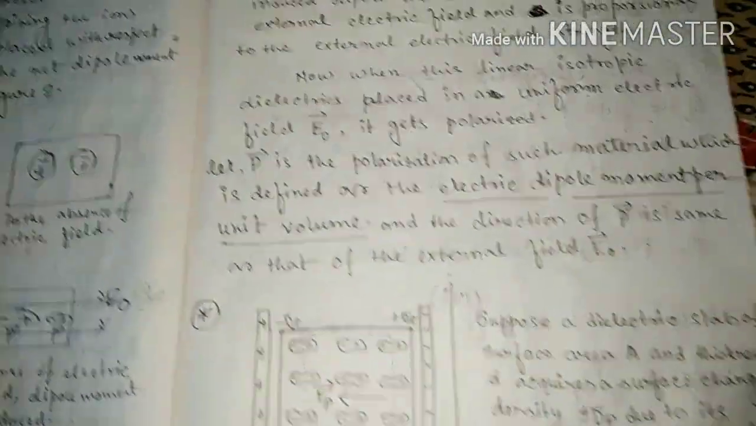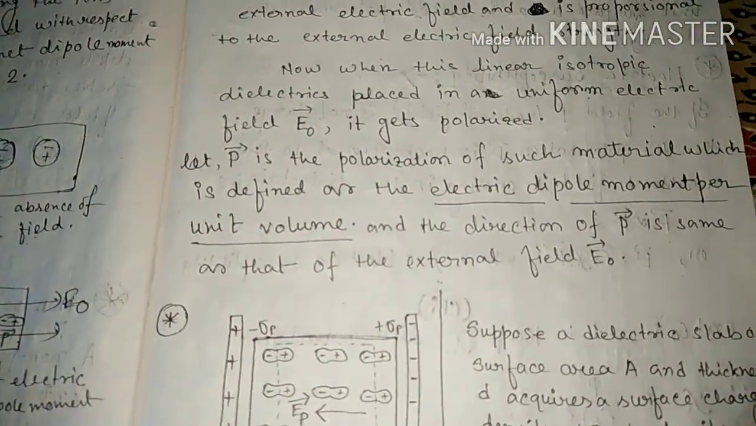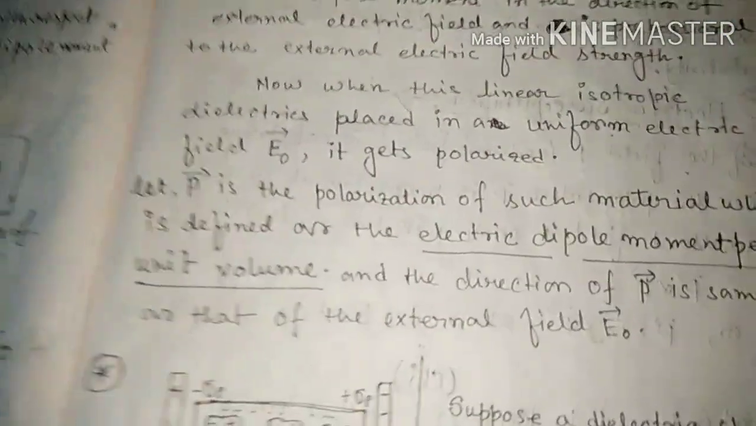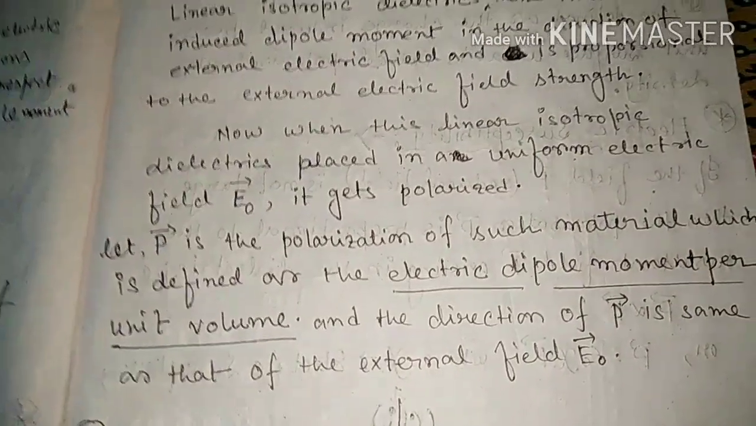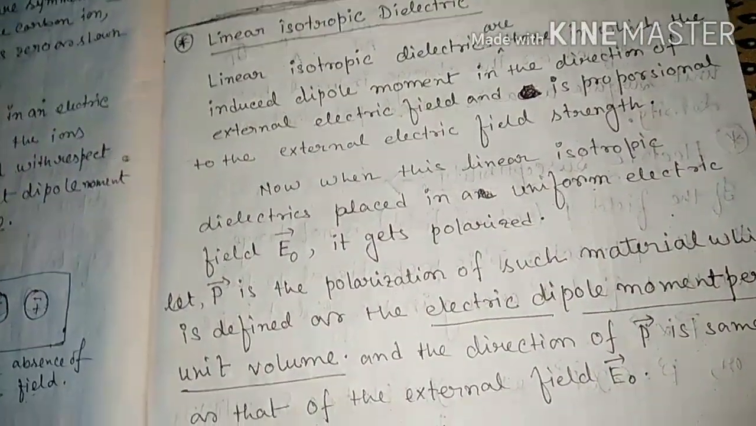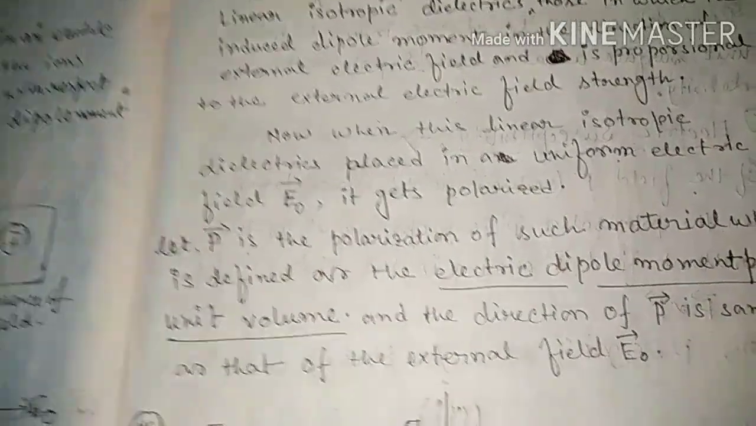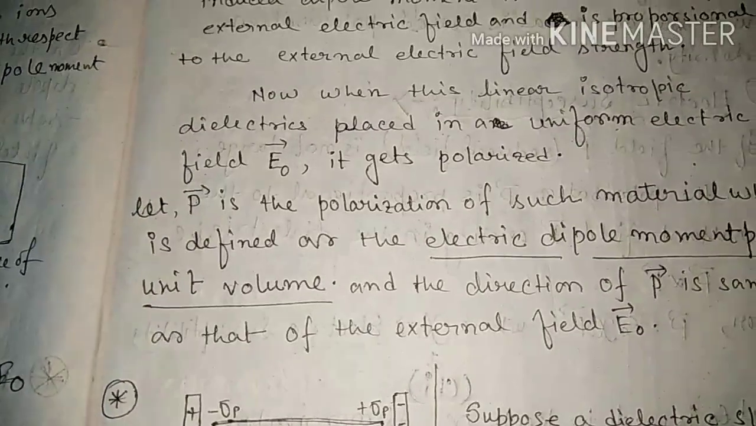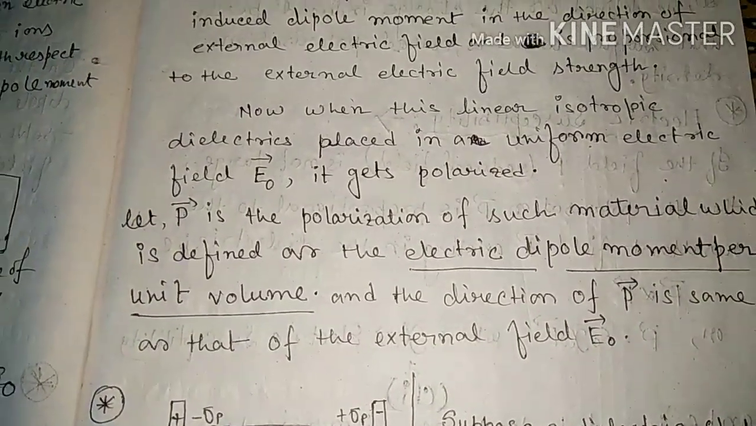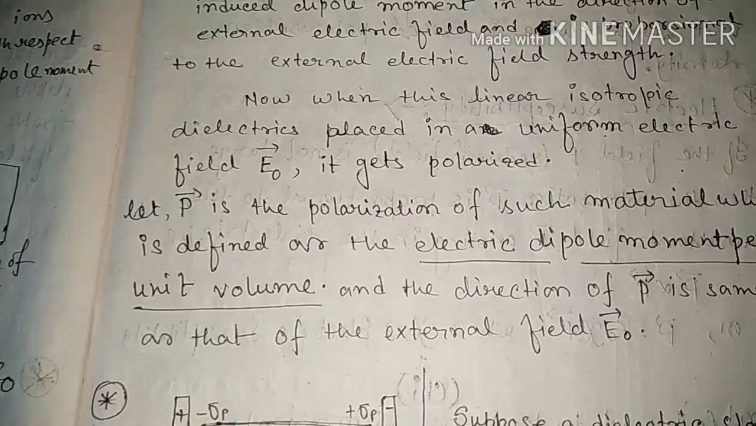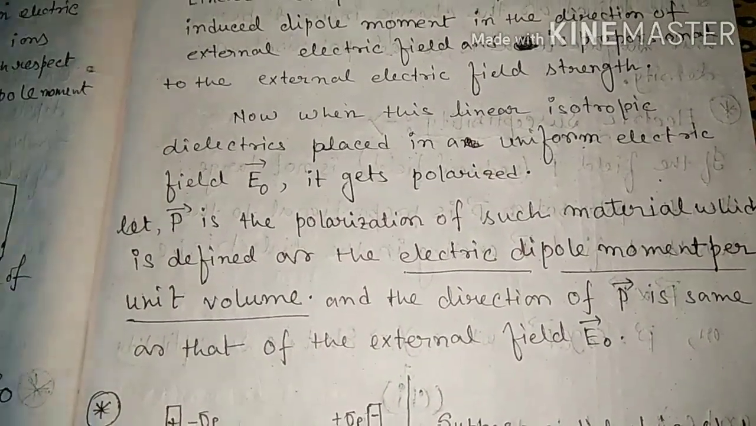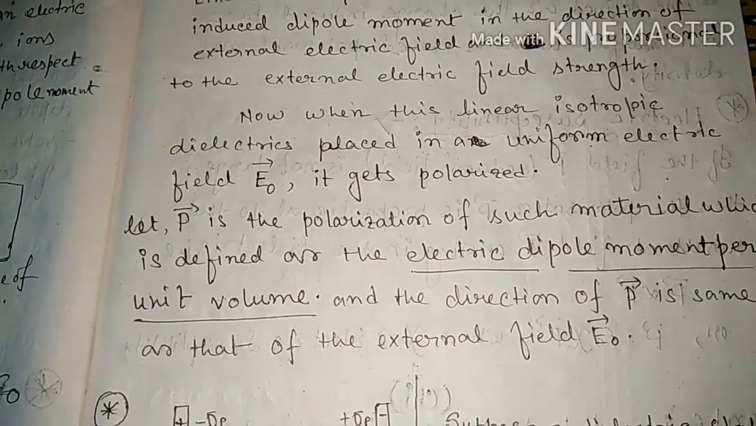So the electric dipole moment is denoted by small p vector, and the polarization vector is denoted by capital P vector. Polarization of such a material is defined as the electric dipole moment per unit volume. Per unit volume, the electric dipole moment is known as the polarization vector. And the direction of P is the same as that of the external electric field E naught.